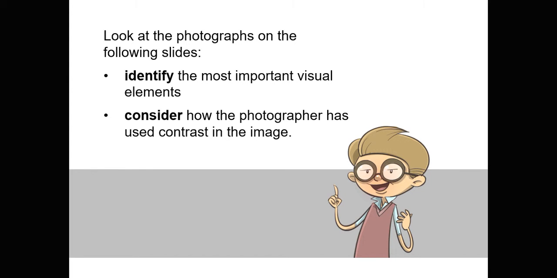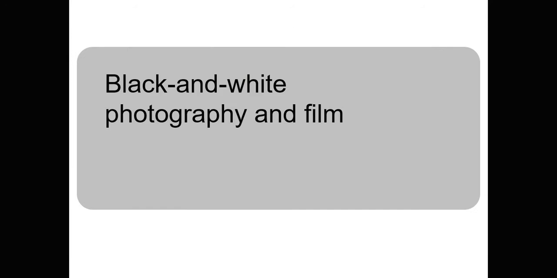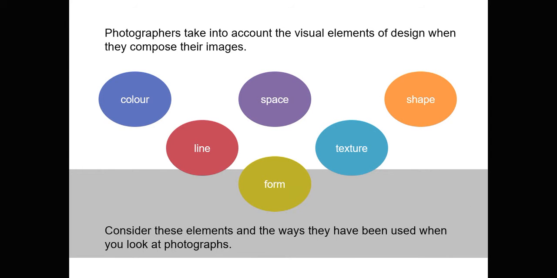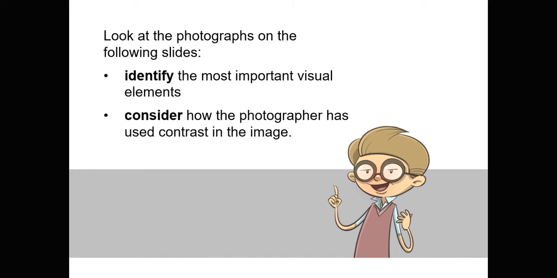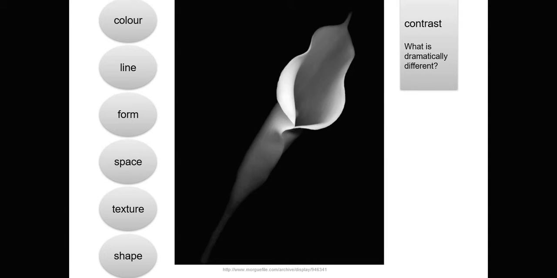So we're going to be looking at the photographs now, and they're the same photographs that you have on the sheet in front of you, and you're going to identify the most important visual elements, and you're also going to consider how the photographer has used contrast in the image. So remembering that there could be any of these things here for your photographs. I'll also pause the video so you can chat about it with your friends. So what is dramatically different here? So think about the colour, the line, the form, the space, the texture, the shape, and we'll pause the video here.